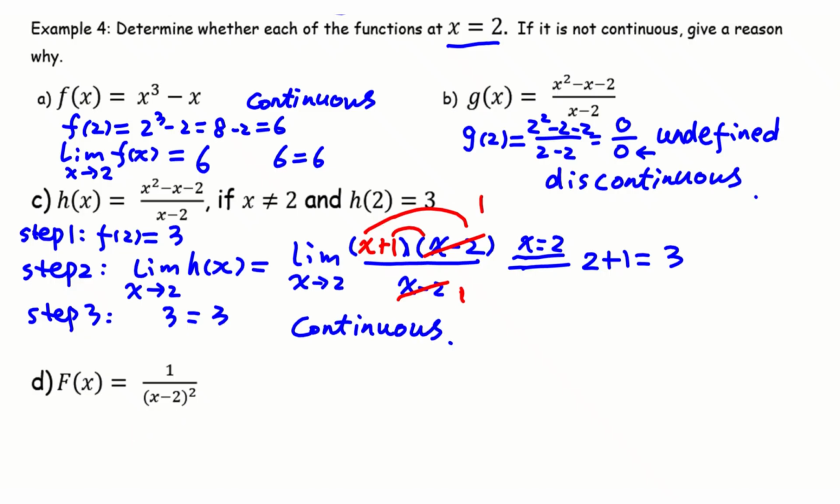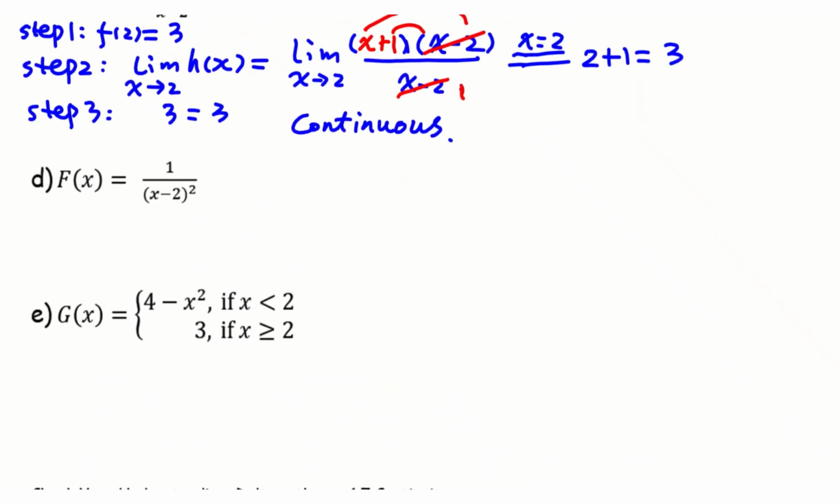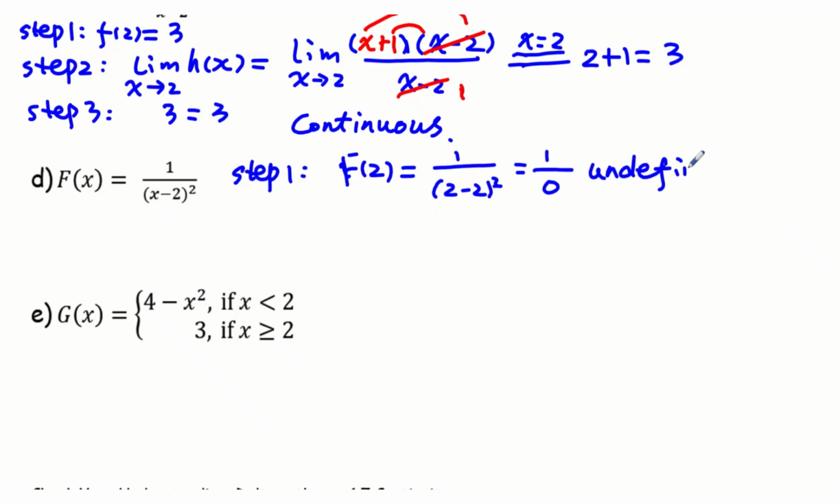Then we do the same thing for question D. Question D, step 1. F at 2, we sub in 1 over 2 minus 2. Give you 1 divided by 0, undefined. Then we know it didn't pass step 1, so it is discontinuous. A function needs to pass all the 3 steps.